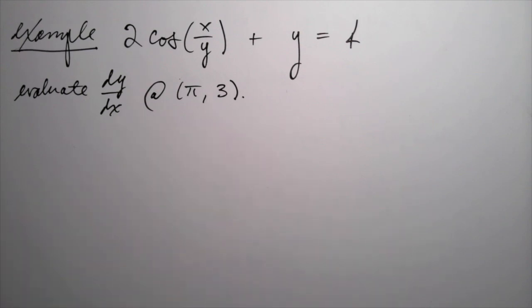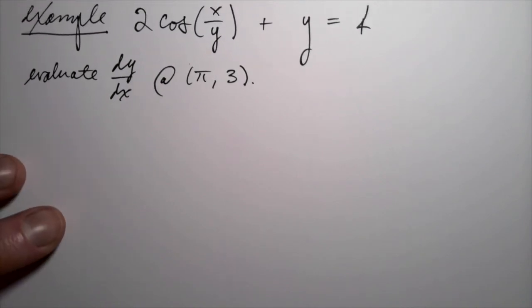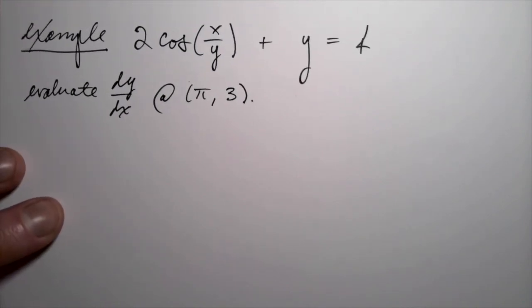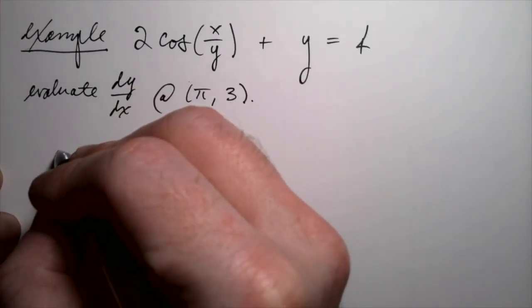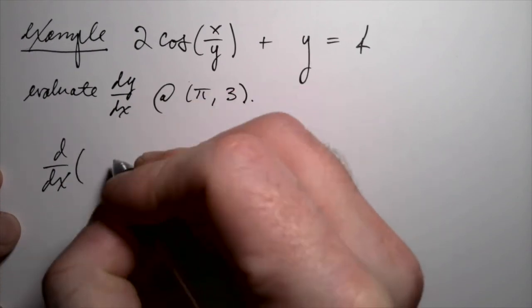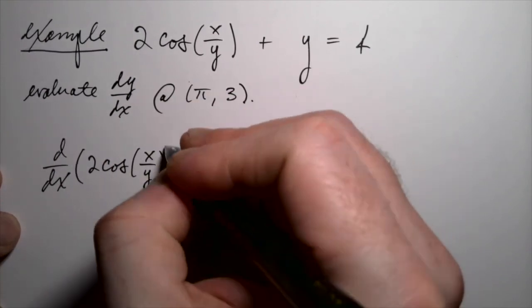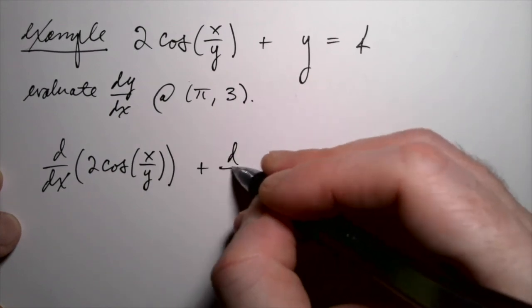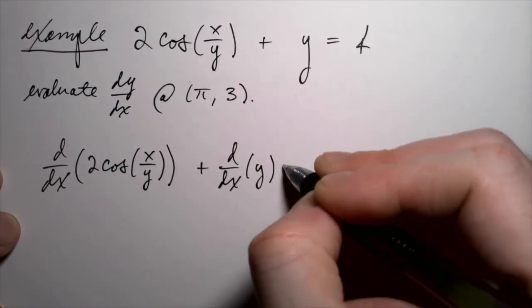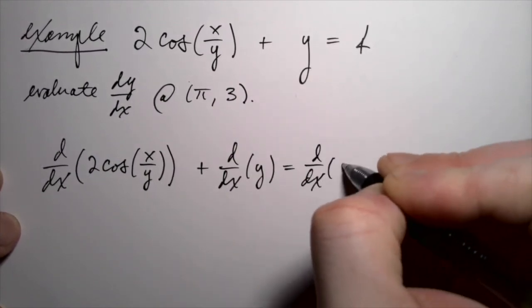So evaluating the derivative at pi, 3, that's telling us the slope of the tangent line to that graph at that point. Well, in order to do that, we first need to find the derivative. And to find the derivative of this equation, we need to take the derivative of the entire equation. In other words, we need to take the derivative of both sides of the equation, like so.